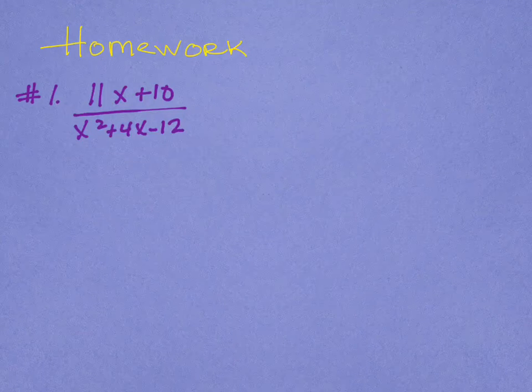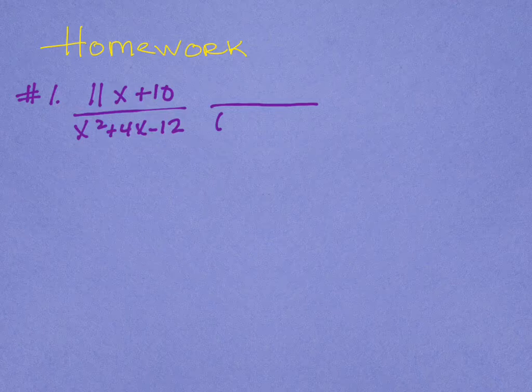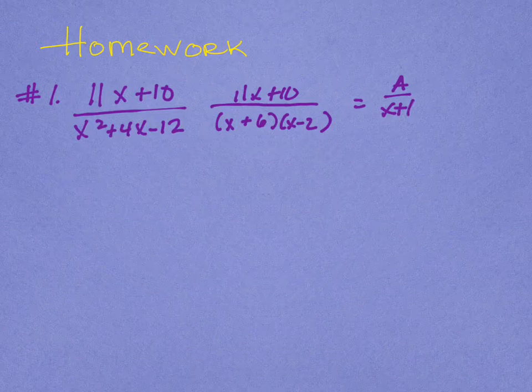Okay, here's the homework for 10-1. First, we factor the denominator, so that would be x plus 6, x minus 2, and 11x plus 10. So we have a over x plus 6 plus b over x minus 2.